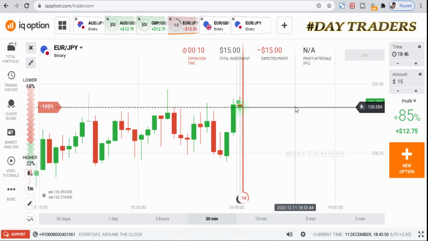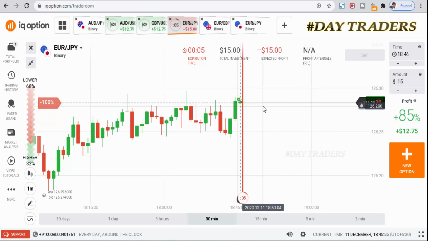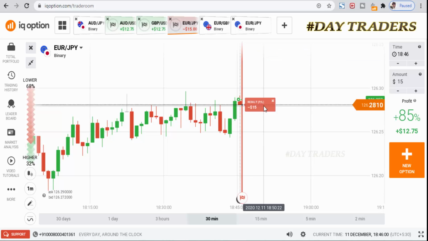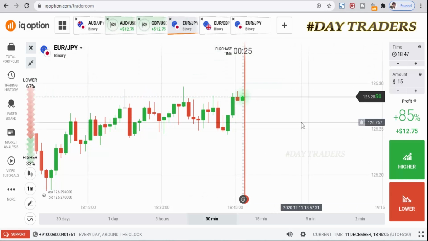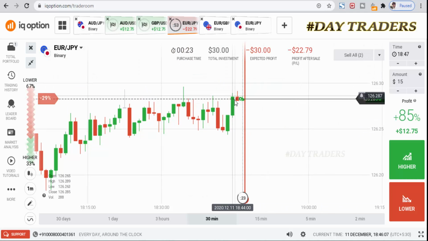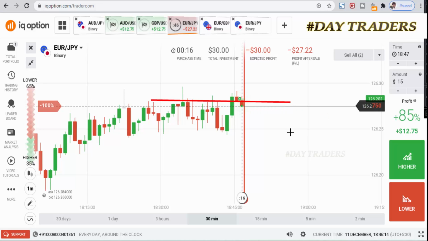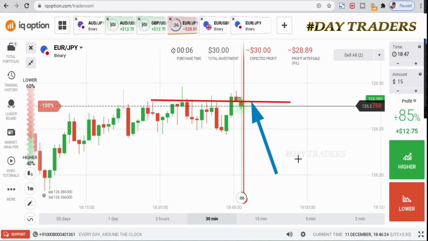Okay, let's see. Have 10 seconds only. Okay, no problem. Okay, we'll place a higher option. So I'll place a higher option. This can only make a retracement. This is a level. So I'm expecting a bullish candle. Let's see.